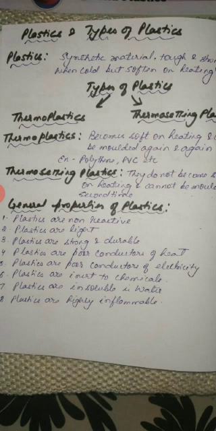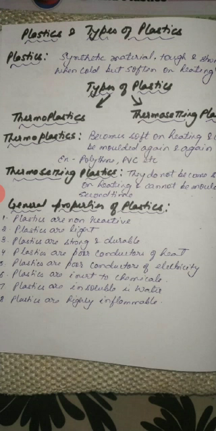What is thermoplastic? Thermoplastics become soft on heating and can be molded again and again into different shapes. The plastic which can be melted repeatedly by heating, hardened on cooling and molded again and again is known as thermoplastic. Examples are PVC and polythene.